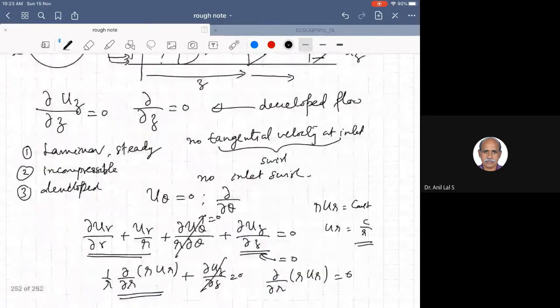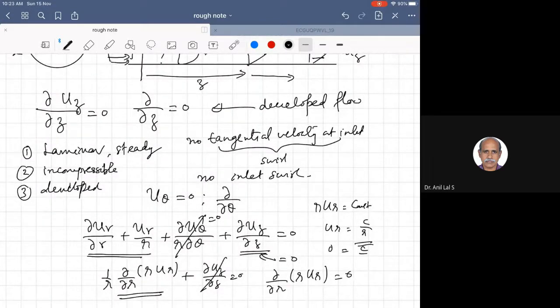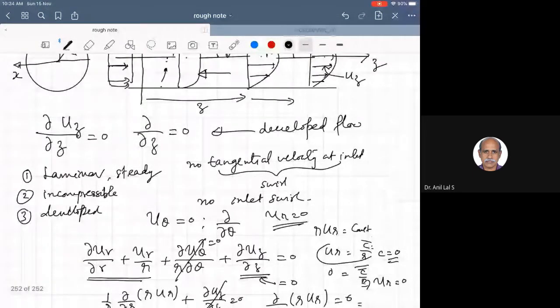So ur is equal to 0 at capital R. Whatever this constant is equal to, that way the ur is also equal to 0. This implies ur is also equal to 0. So there is no radial velocity in the developed condition, that is, in the developed region.